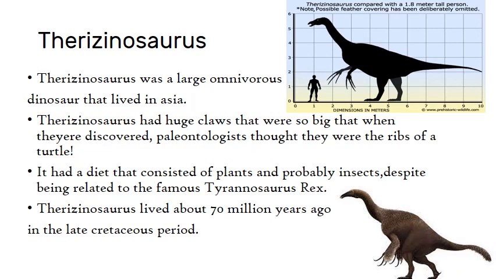Therizinosaurus. Now, Therizinosaurus is a large omnivorous dinosaur that lived in Asia. The most interesting thing about it is its giant claws. It had such huge claws that when they were discovered, sorry for the spelling mistakes, paleontologists thought that they were the ribs of a turtle. Can you believe that? Look at the size of those claws. You can see the size comparison here. Those are huge.